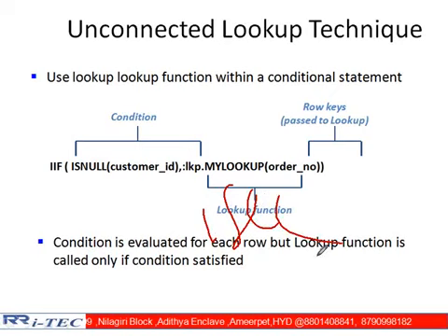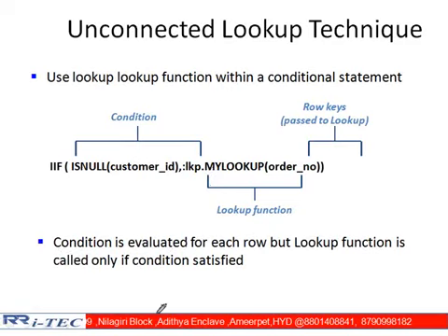Then go for what, sir? Connected lookup. That's what if you want to call conditionally, that's what I gave here, condition. Conditionally, if you want to call it, then only go for unconnected lookup. For each and every record you want to call it, then what, sir? Go for connected lookup. Conditionally you want to call means go for unconnected lookup.